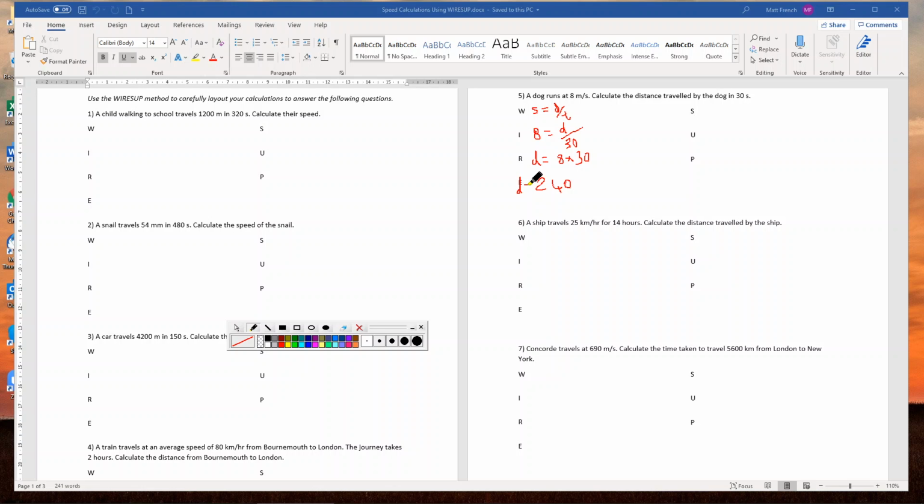So distance was 240. Significant figures. Well, technically, because this is only given as 8 meters per second, that's only to one significant figure. So we could arguably write that as 200. Be happy with 240. Units. Well, we multiplied a speed in meters per second by a time in seconds. So the units of the distance are going to be meters. Is it plausible a dog could travel 200 meters in 30 seconds? Yeah, I think so.